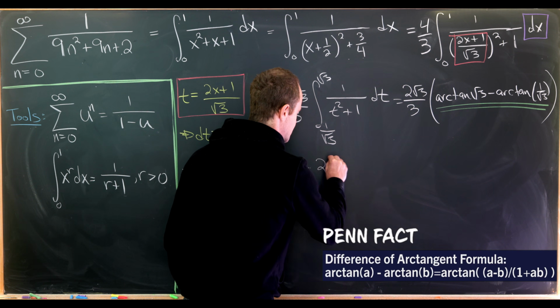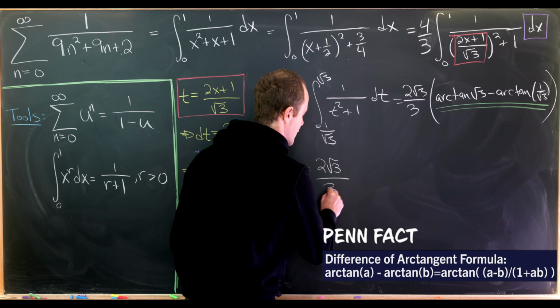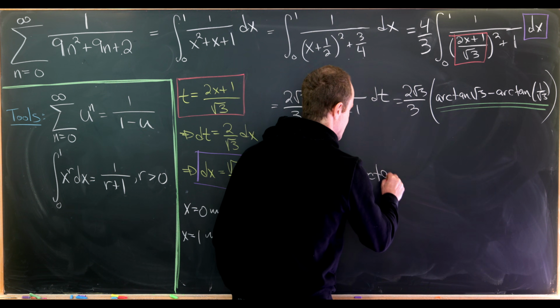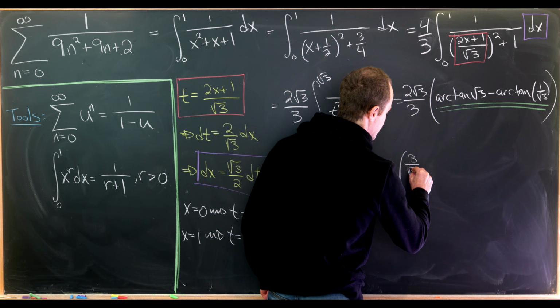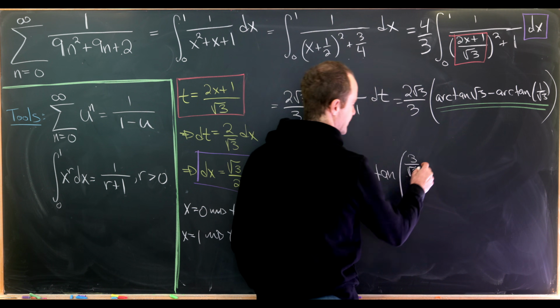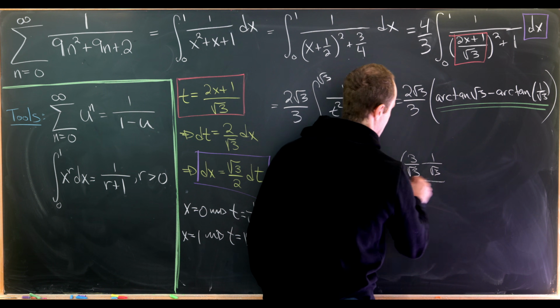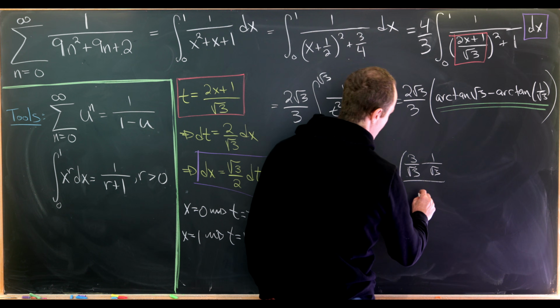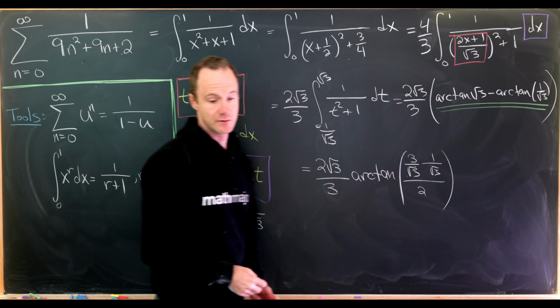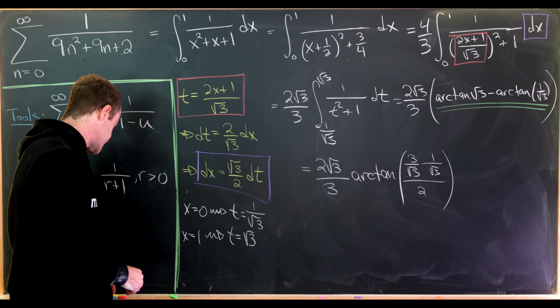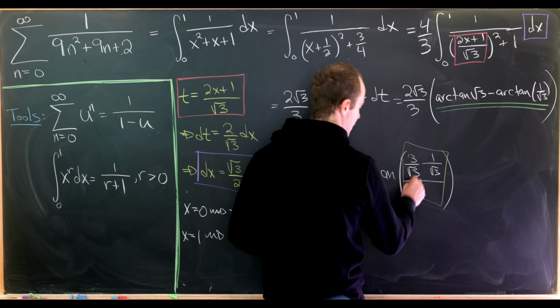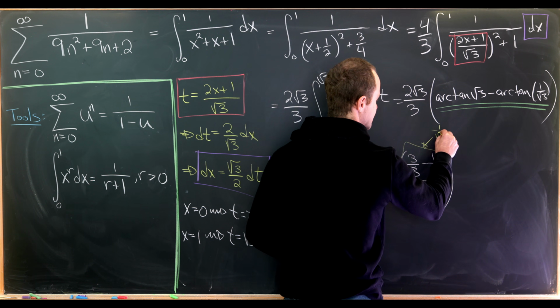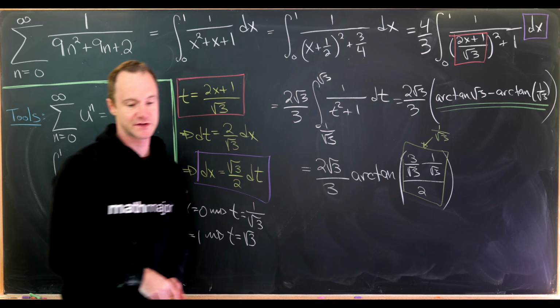So this will give us 2 times the square root of 3 over 3, and then we'll have the arctan of the square root of 3 minus 1 over the square root of 3, all over 1 plus 1, which is 2. But then after some simplification, you will see that the argument of the inverse tangent is the square root of 1, or 1 over the square root of 3.